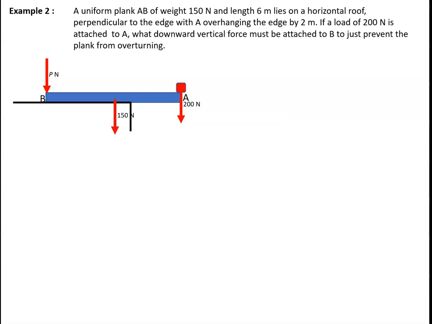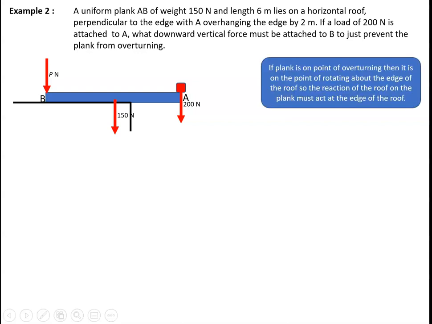The final force we have to add is the reaction between the roof and the plank. Now, if the plank is just on the point of overturning, then the plank is on the point of rotating about the edge of the roof. So the reaction of the roof on the plank must act at the edge of the roof in the critical case. We need to add the dimensions onto the diagram as well, so the important lengths.